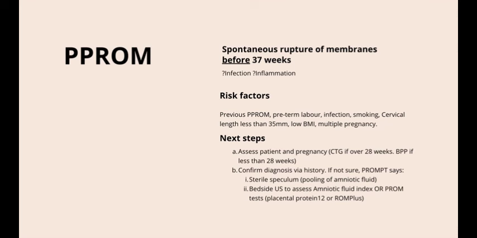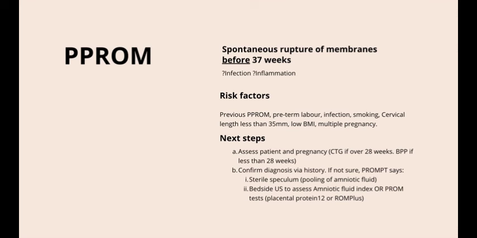Some of the risk factors that might be in a question would be things like the patient has had this happen before, they've already had established risk factors for preterm labor, or they've had a preterm labor in the past, they've got an infection, a smoking history, a shortened cervical length, a low BMI, or they've had multiple pregnancies. So in this situation, what ends up happening is that the patient needs to be assessed, and if it is over 28 weeks, they can have a CTG. If it's less than 28 weeks, a biophysical profile.